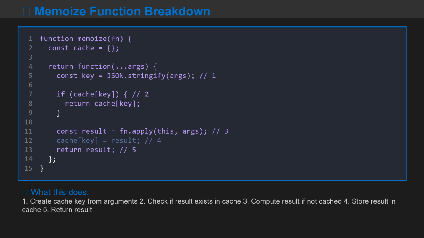Let me break this down line by line. First, we create a key from the function arguments using JSON.stringify. Then we check if we already have a result for this key in our cache. If we do, we return that cached result. If not, we compute the result using the original function, store it in the cache, and then return it.